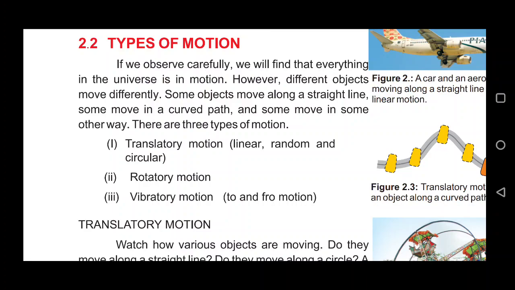Now we will expand the term motion. We know everything in the universe is in motion. Either it can be translatory motion, rotatory motion, or vibratory motion. We see that there are three types of motion, and further there are three types of translatory motion, which are linear motion, random motion, and circular motion.